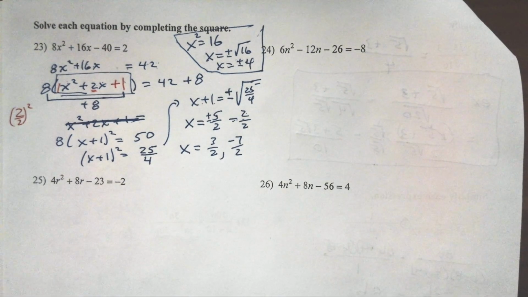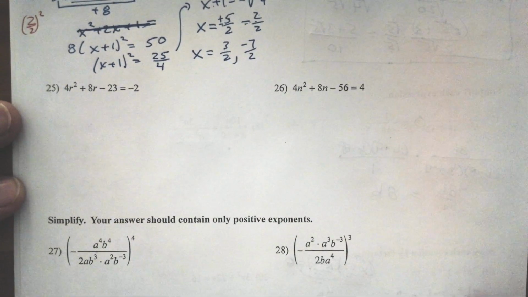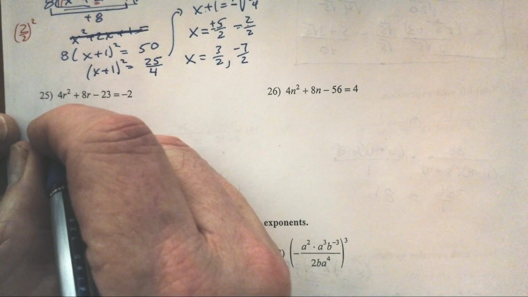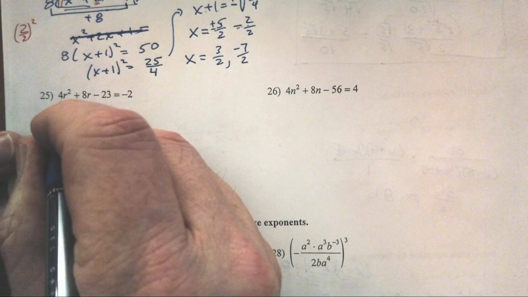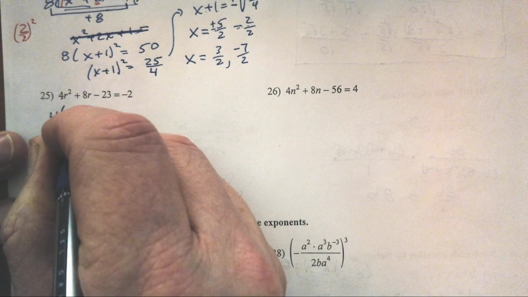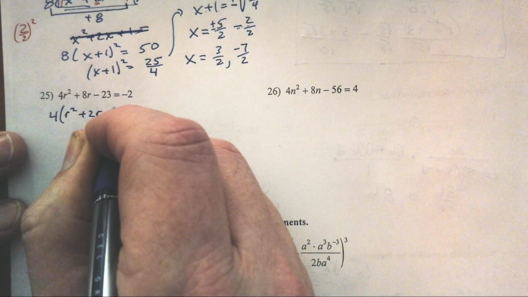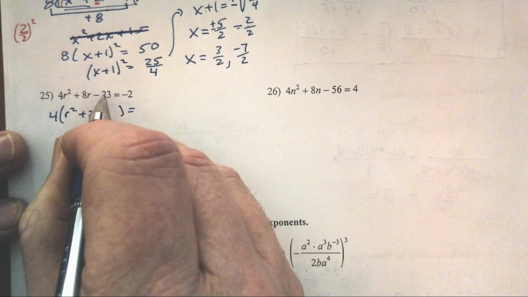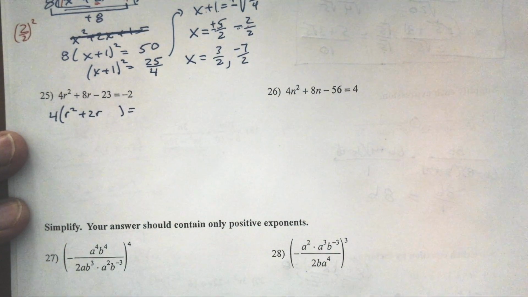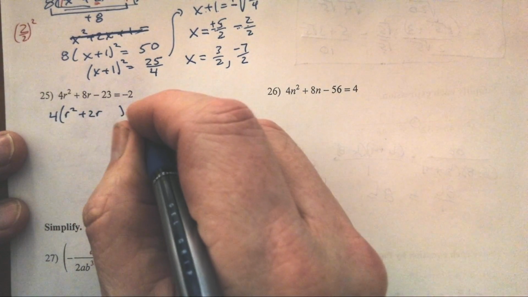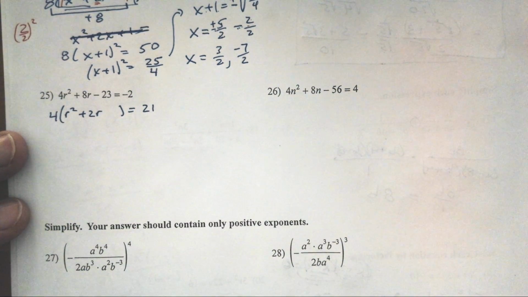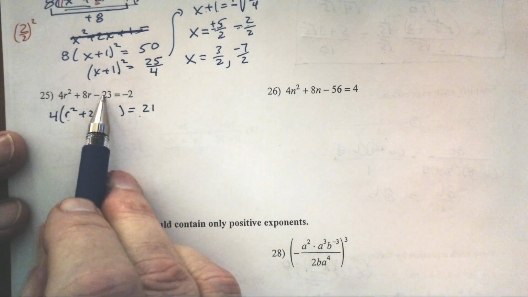All right, so I think that's probably a new skill. Let's take a look at another one. First thing I'm going to do, I'm going to group my r's on one side. I'm going to factor out a 4. It's convenient, but I have to. Plus 2r, I'm going to leave a blank. I'm going to add 23 to both sides. When I add 23 to this side, 23 joins a negative 2, I get 21. These are equivalent equations.